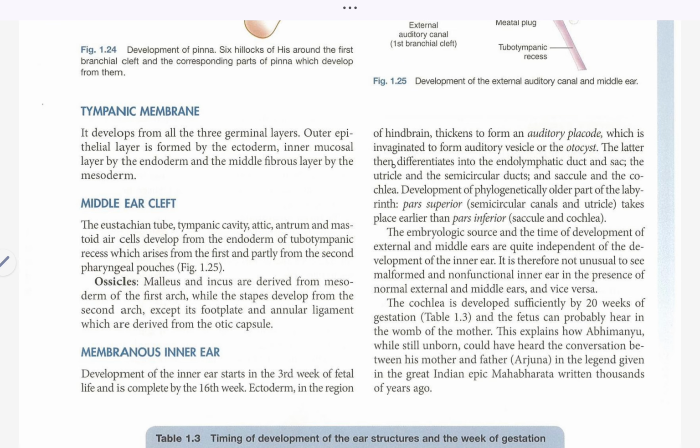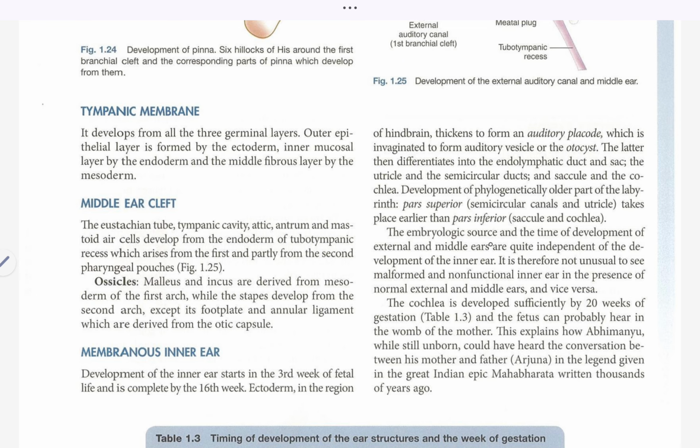The latter then differentiates into the endolymphatic duct and sac, the utricle and the semicircular ducts, and the saccule and the cochlea. Development of the phylogenetically older part of the labyrinth, pars superior, that is semicircular canals and utricle, takes place earlier than the pars inferior, that is the saccule and cochlea.